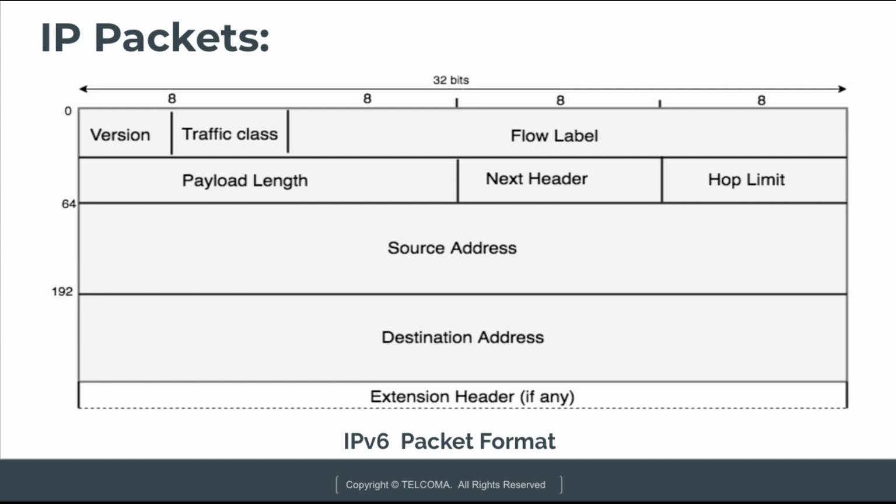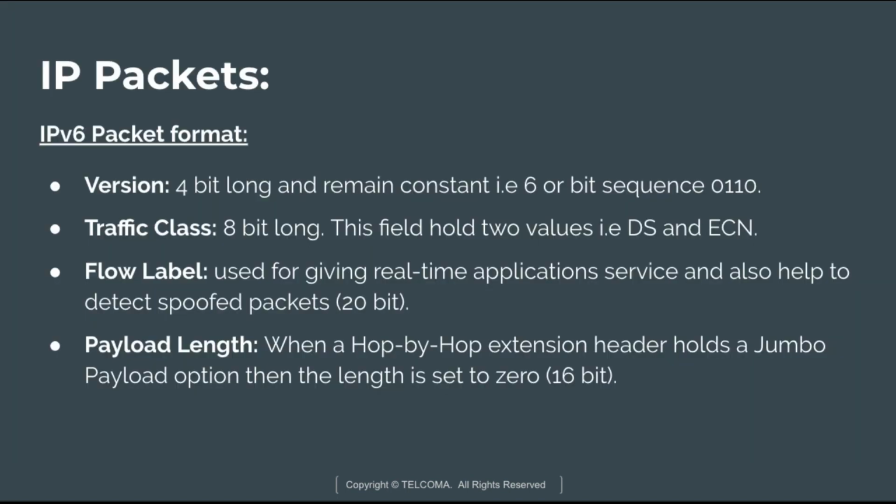headers, etc. So you can see here like the IPv4 packet format and IPv6 packet format are similar, but some of the fields are missing here, and it is also 32-bit long. So let's discuss about these fields one by one, starting with the very first, that is version. Here the version is 4-bit long and it remains constant. It means it defines the value 6 or the bit sequence 0110.